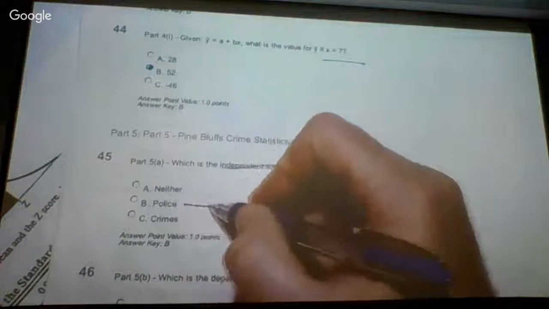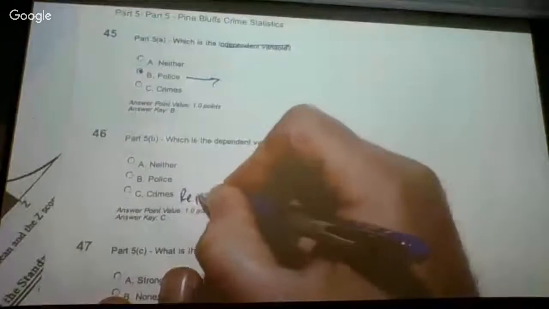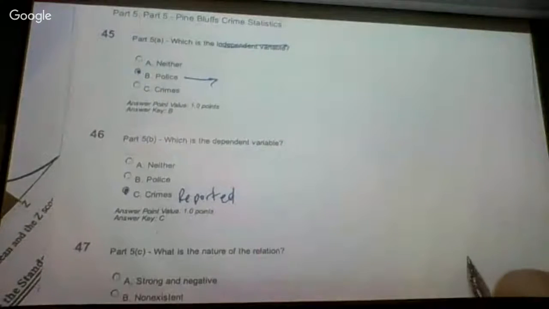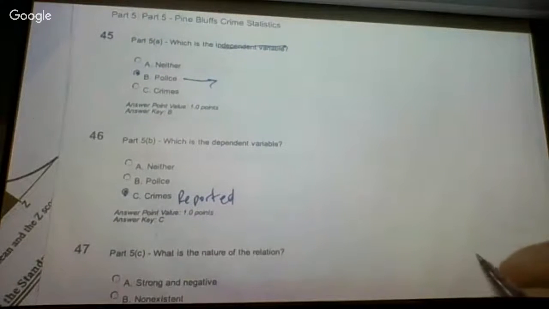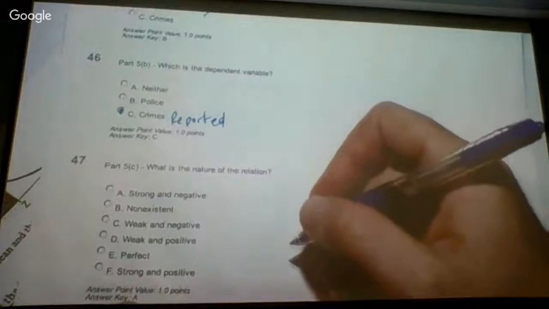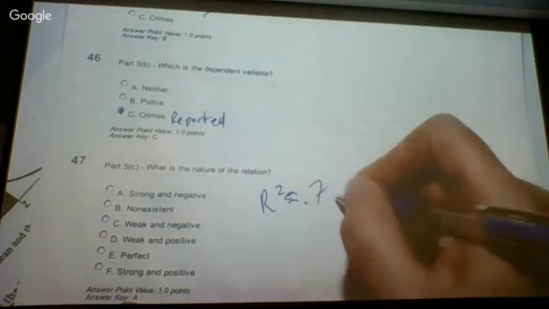One of these is the independent variable. We had police on the x-axis, so police is the independent variable. One of those is the dependent variable. Crimes reported is the dependent variable. The nature of the relationship, we said that had a correlation. Oh, we didn't actually calculate the correlation. We only got the R-squared, which was approximately 0.7 something.